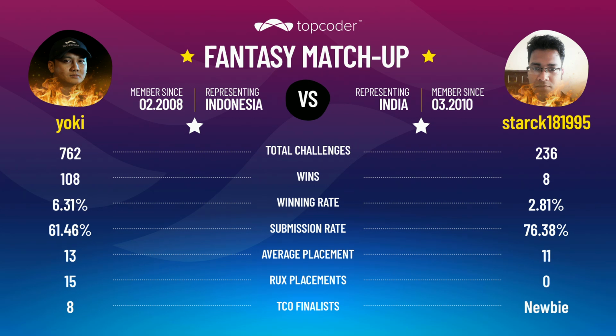I love this graphic. We have Yoki and Stark, and it shows how many challenges they've competed in and how many wins: 108 for Yoki, 8 for Stark. Stark has an amazing story here. He's come on pretty fast and furious this year, and I Am Tong, our number one designer in the community, actually helped Stark become better as a mentor. Stark was asking him questions about how he could improve, and Tong was gracious, shared his thoughts, and critiqued his design.